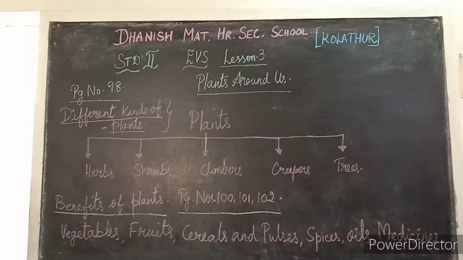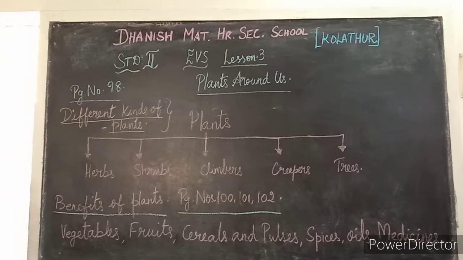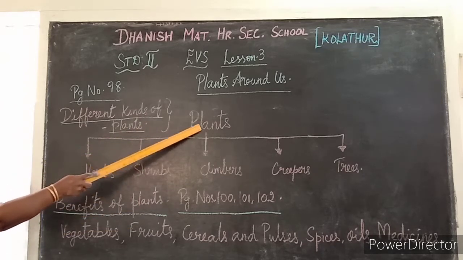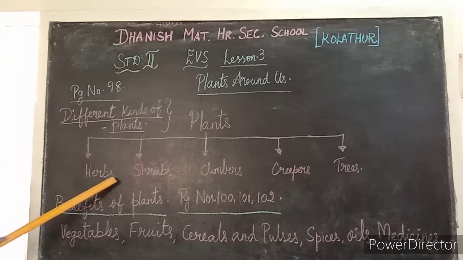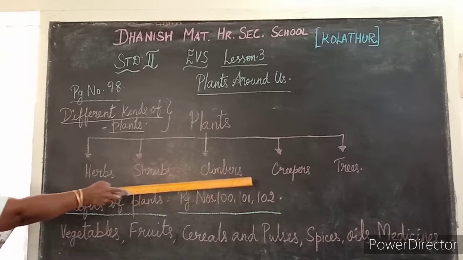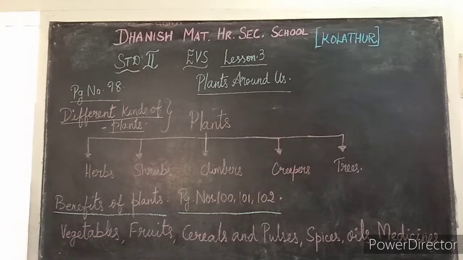Okay children, now take page number 98. Here we are going to see different kinds of plants. They can be grouped based on the size and nature of their stems. In these plants we are going to see different kinds: herbs, shrubs, climbers, creepers, then trees. Here the first one is herbs.